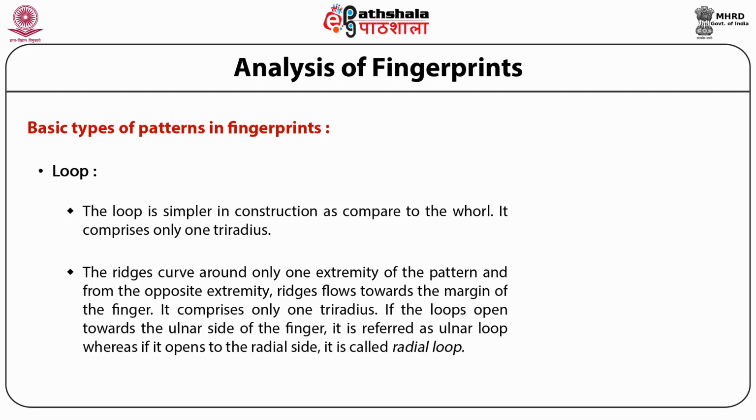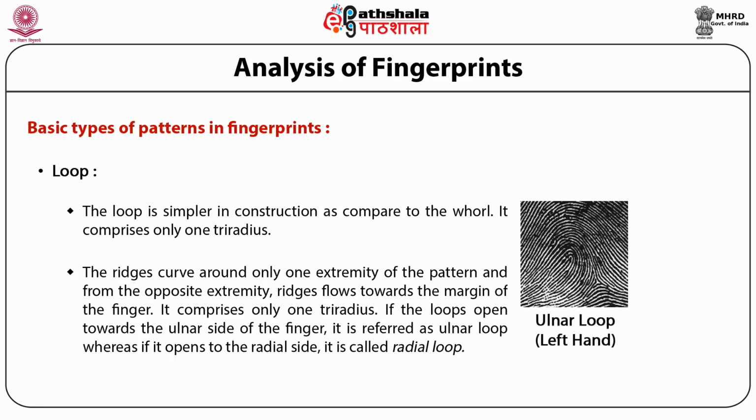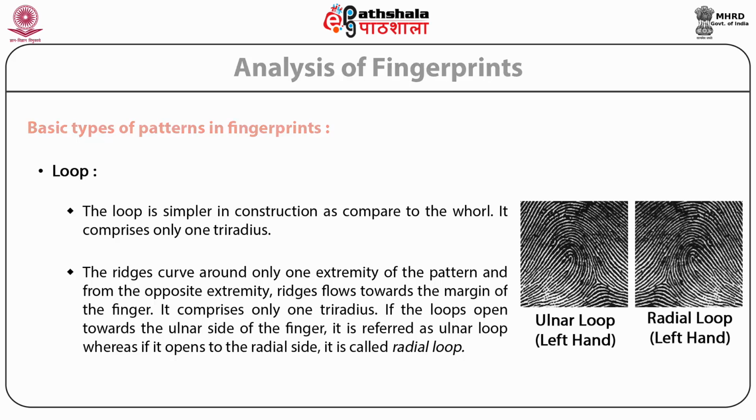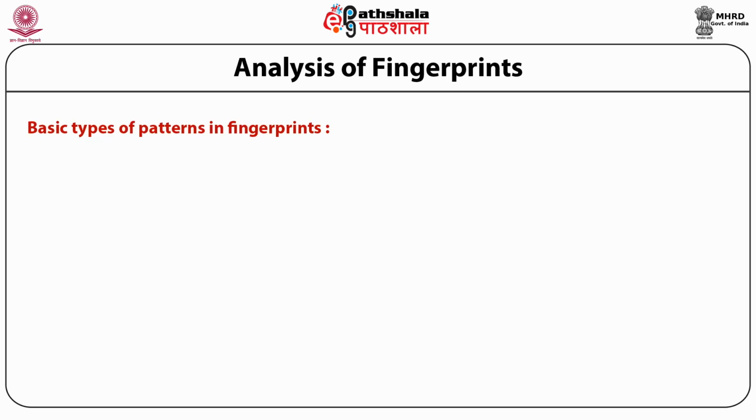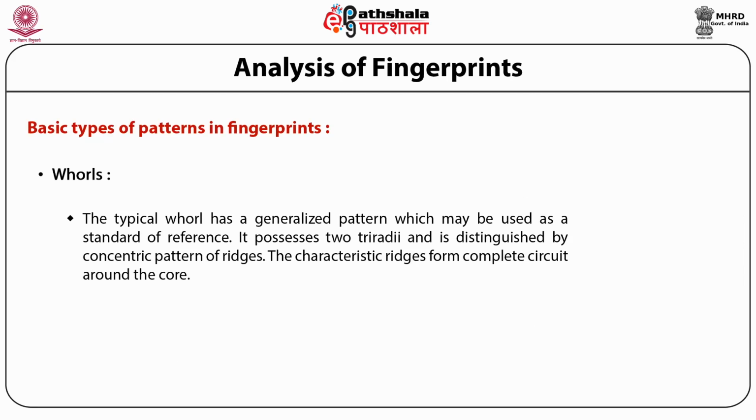Thus, it can be narrow or broad loop, erect in line with the digital axis, or aligned obliquely or transversely to the digital axis. The figure is showing you pattern of ulnar loop and radial loop. The next pattern of fingerprint is whorl. The typical whorl has a generalized pattern which may be used as a standard of reference.